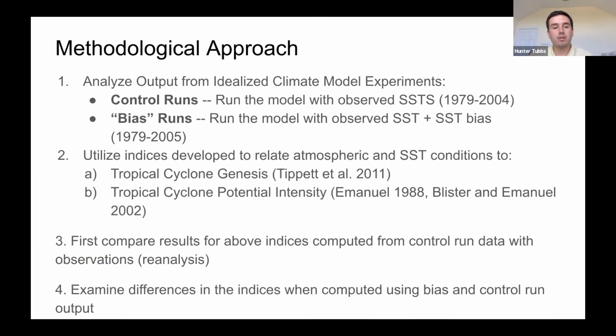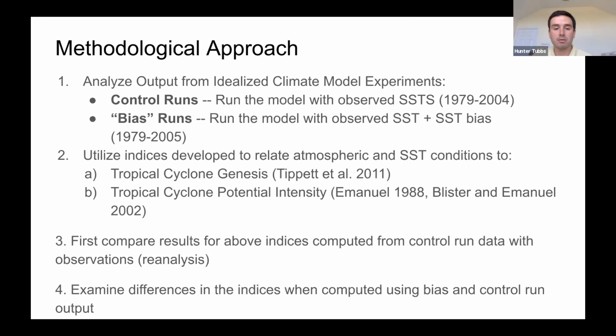So my approach: I'm going to analyze, or I already have in most cases analyzed, the output from idealized climate model experiments. So I have 2 runs, the control runs and the bias runs. Like I said, I use atmospheric general circulation models, and I'm using an ensemble. An ensemble is essentially rerunning a model multiple times with slightly different conditions to see how the model behaves. So I have 16 ensemble members, and then I have control runs for those 16 ensemble members and bias runs.